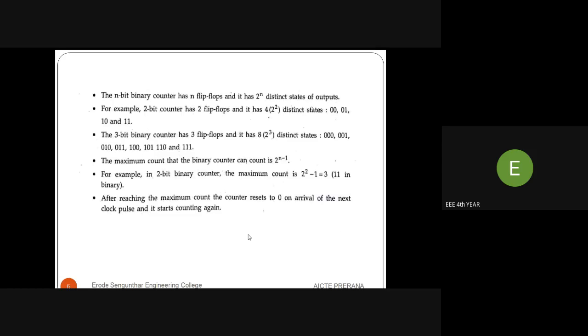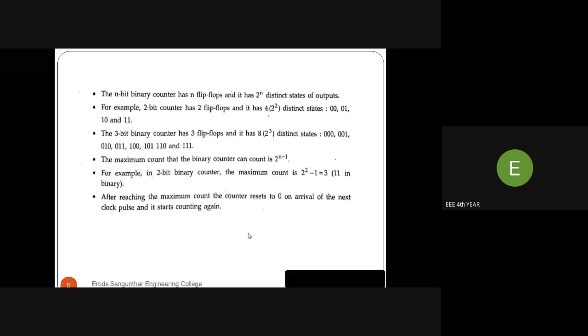See, counters have different bit sizes. For example, it may be a 1-bit counter, 2-bit counter, 3-bit counter, 4-bit, like that. So an n-bit counter has n flip-flops, and it has 2 power n distinct states of output. For example, if it is a 2-bit counter, it has 2 flip-flops. An n-bit counter has n flip-flops, and each flip-flop stores 1 bit.